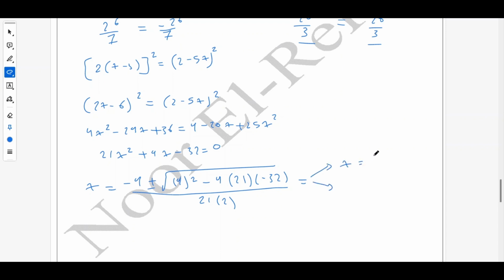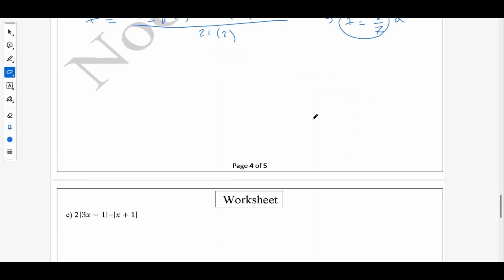x equals negative 4 over 3, x equals 8 over 7. By checking, you're going to discover that the solution is x equals negative 4 over 3, and reject x equals 8 over 7. I hope you are satisfied with yourself. Let's move to the last example.